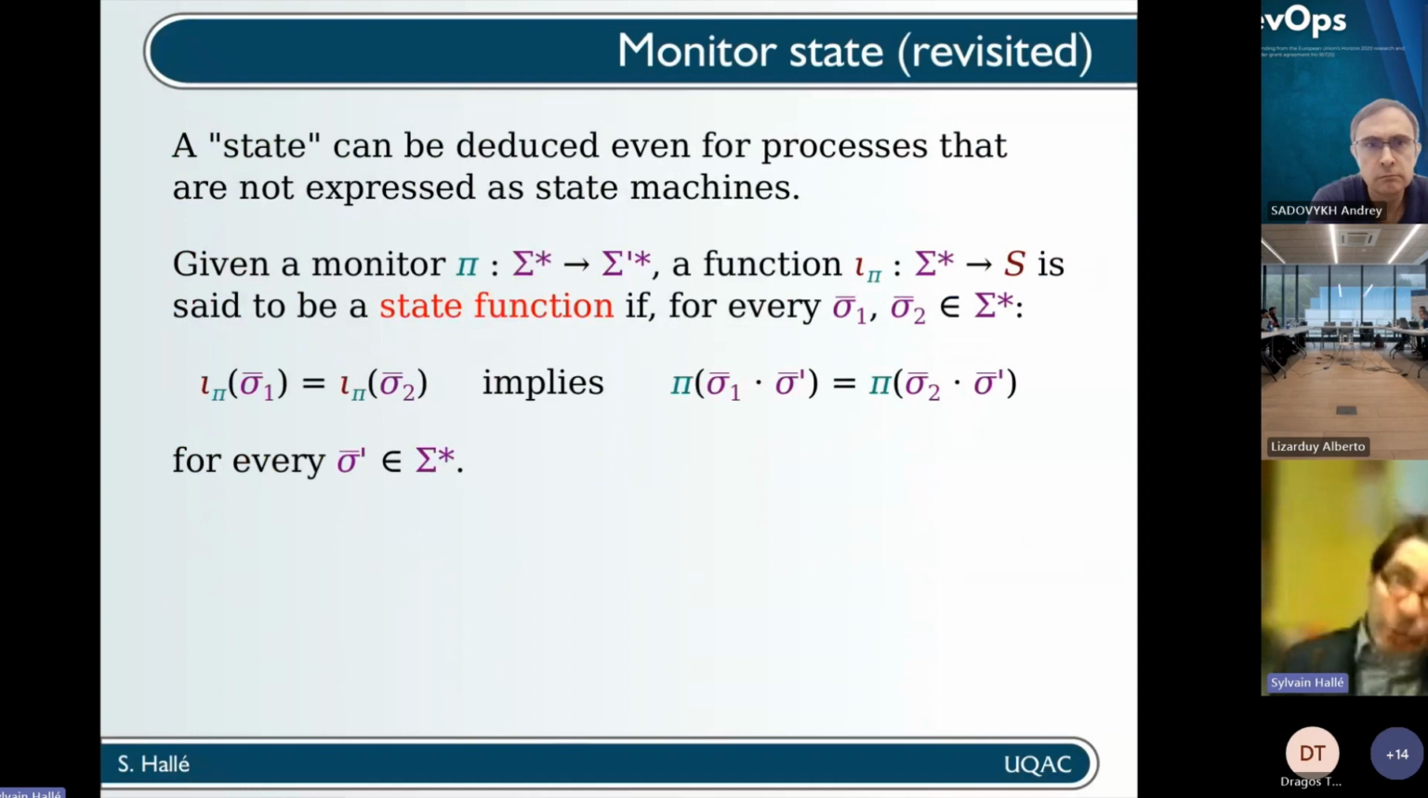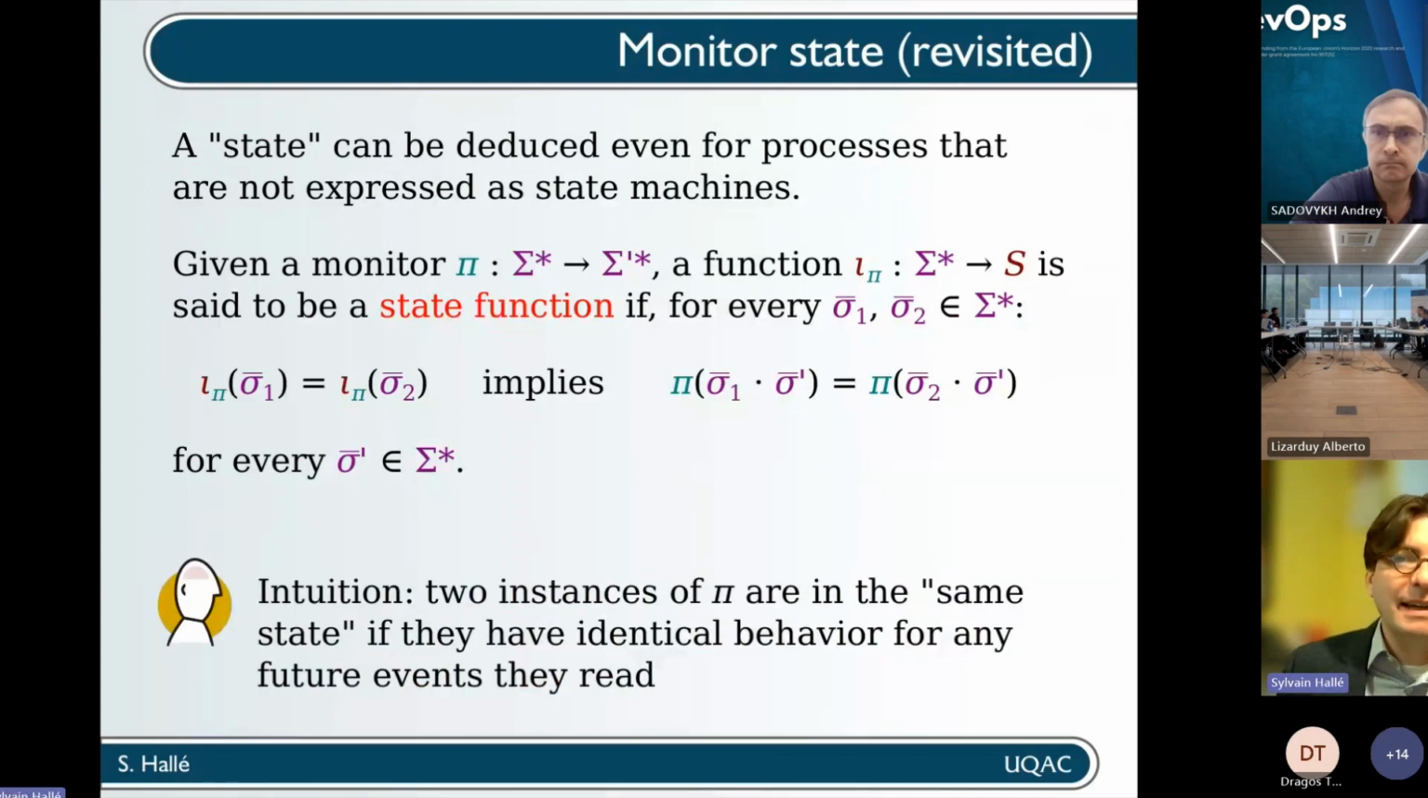And actually, we can generalize the notion of state, and we can extract this concept of state even for processors or for monitors that are not expressed as state machines. I won't go over this definition in detail now because we'll be lacking time. But in the chapter, we describe a way to infer the internal state of a process, even though this process is not expressed as a state machine, just by looking at its inputs and outputs.